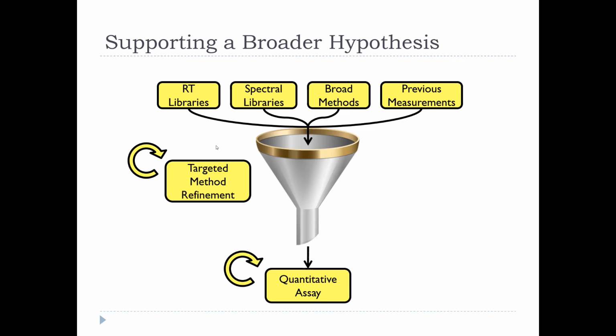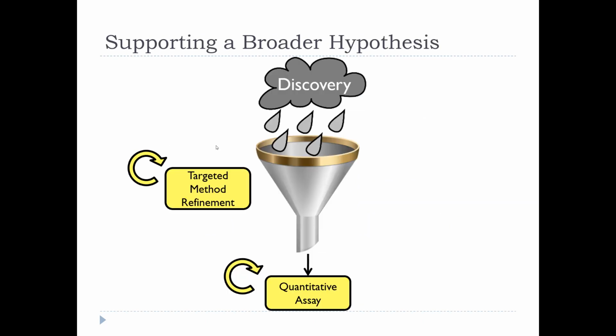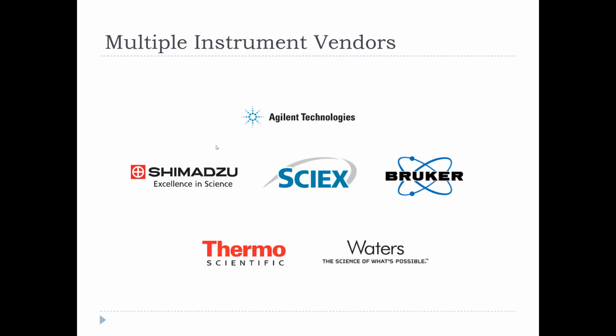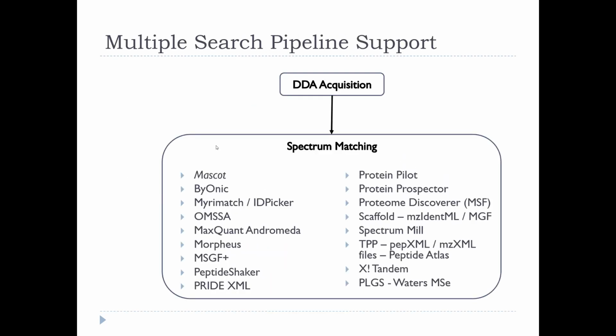And so we envisioned, actually, I think if I go back here, we envisioned this whole discovery pipeline that's going to be producing candidates for us to review. And then we'll do this targeted method refinement. And what we're trying to get is a quantitative assay that could be used in a clinic. And then the inputs were all this spectrum matching. These are all the tools that you can build a spectral library from in Skyline.